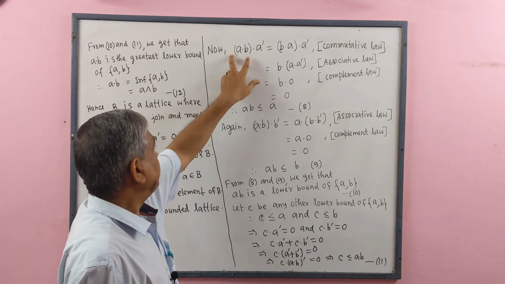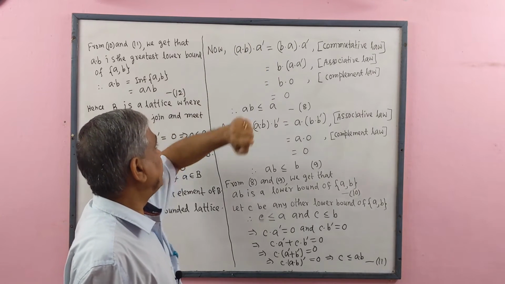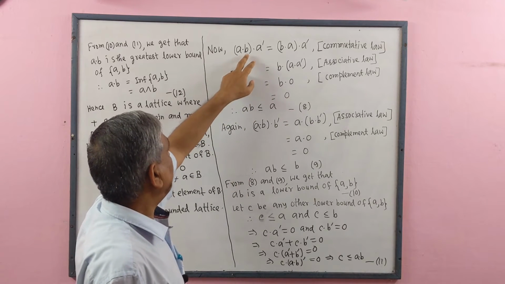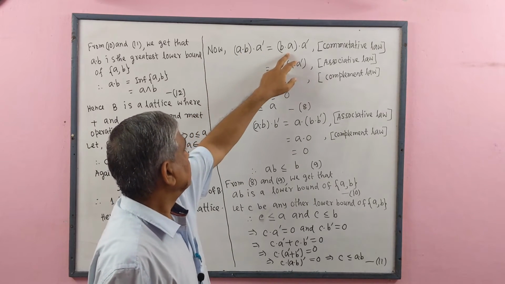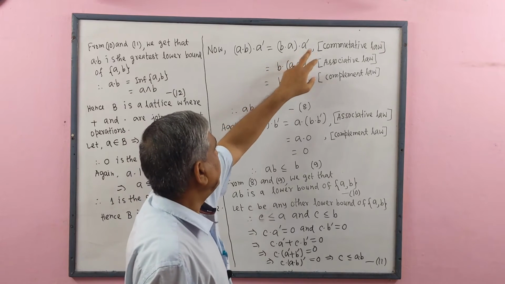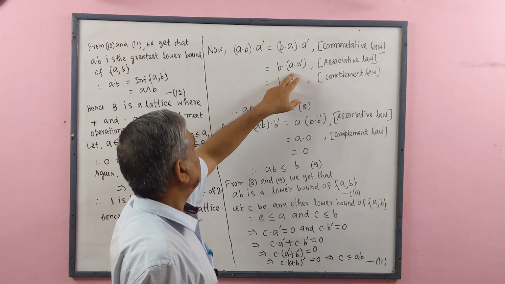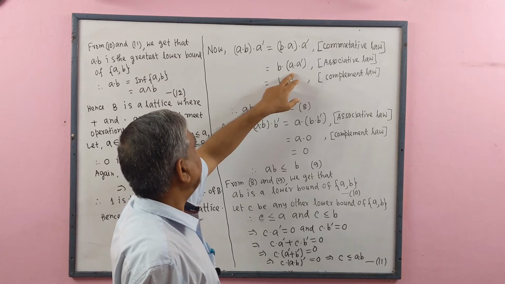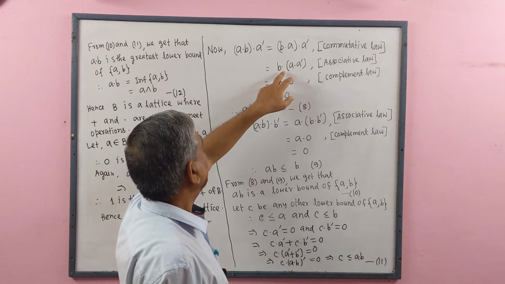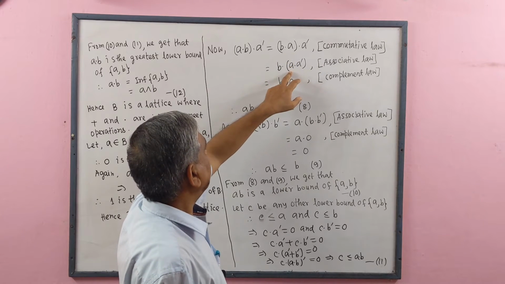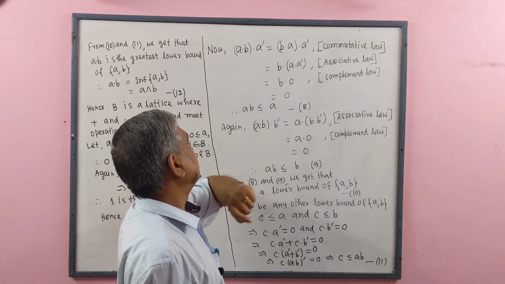Now A dot B dot complement of A. By commutative law we may write A dot B equal to B dot A, dot complement of A. Now by associative law we may write B dot (A dot complement of A).